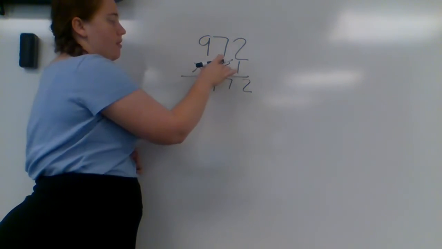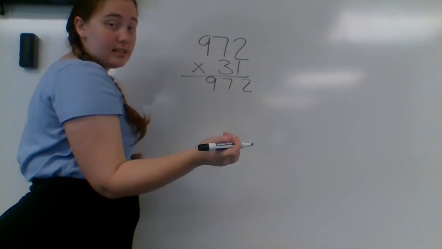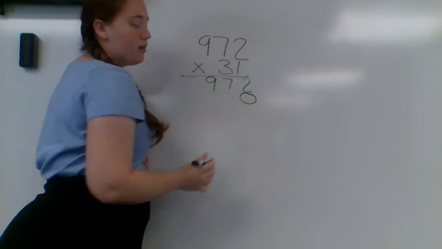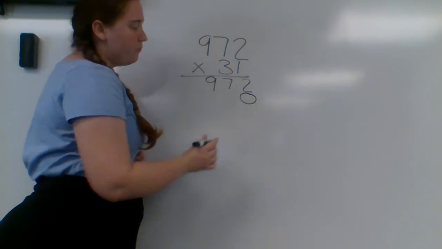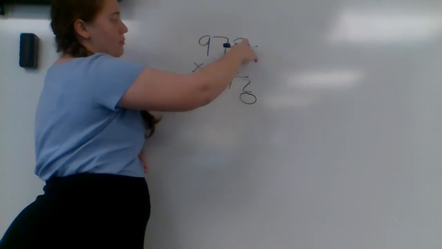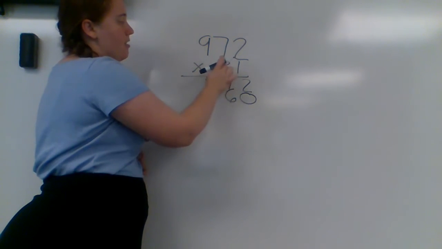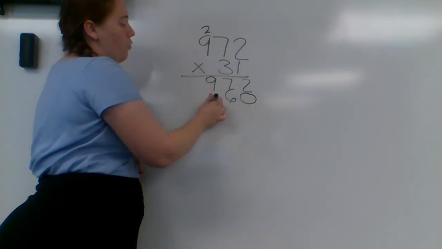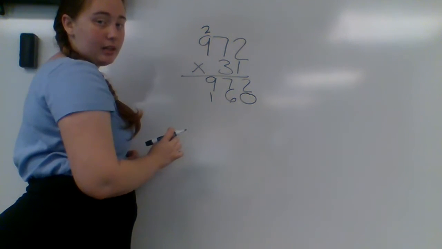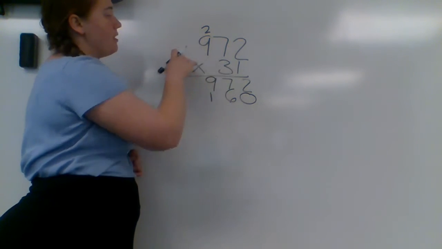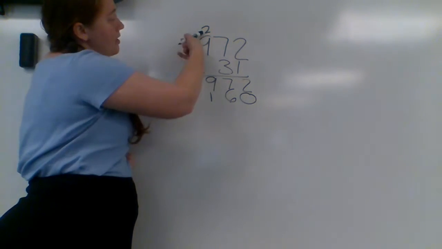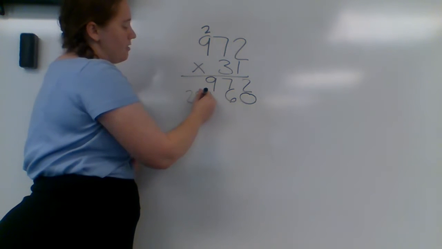Now we have this 3 in my tens place. Since it is in my tens place, I need to put a 0 underneath that 2. And 3 times 2 is 6. 3 times 7 is 21. 2 gets carried above the 9. 1 is put below this 9 down here. And 3 times 9 is 27, plus a 2 is 29.